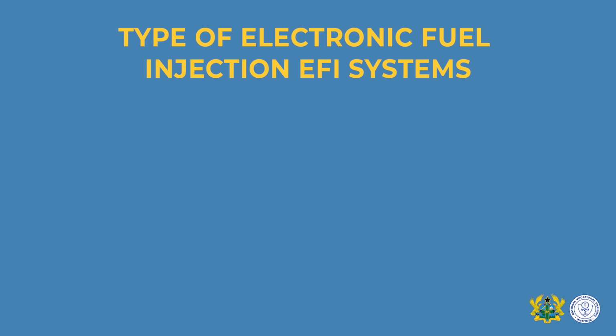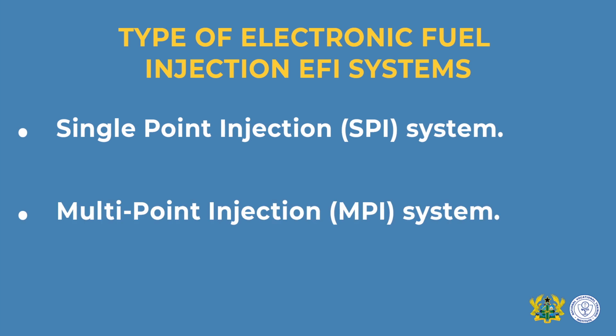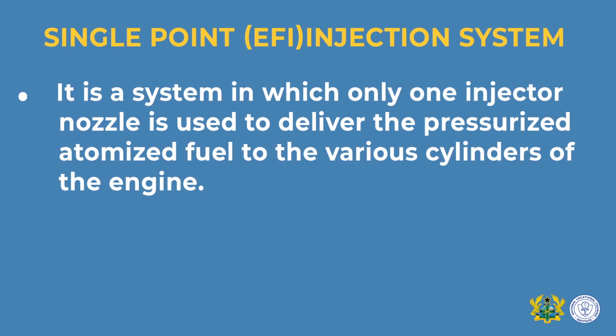I want to introduce you to the types of the electronic fuel injection system we have in automobiles. The classification is based on the number of injectors and their position or locations. Therefore, we have 2 designs. We have the single point injection system and the multi-point petrol injection system. As the name denotes, the single point injection system only uses one injector nozzle. And this one injector nozzle is used to deliver the pressurized atomized fuel to the various cylinders of the engine.